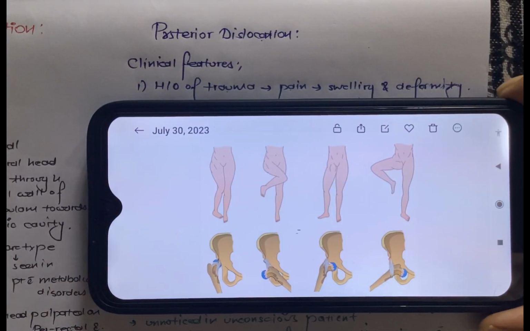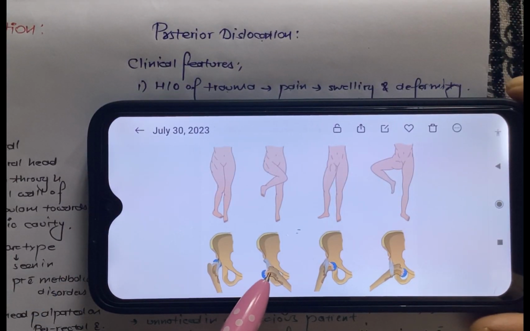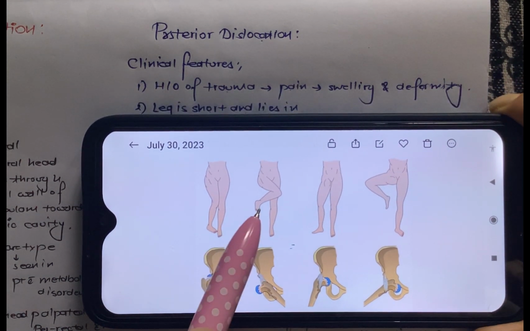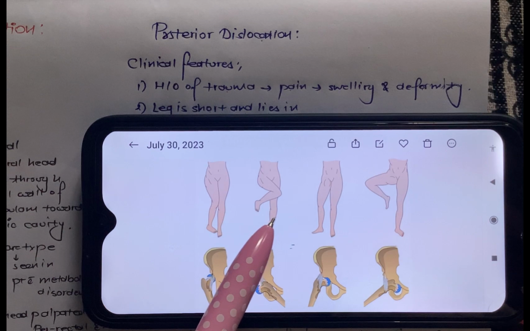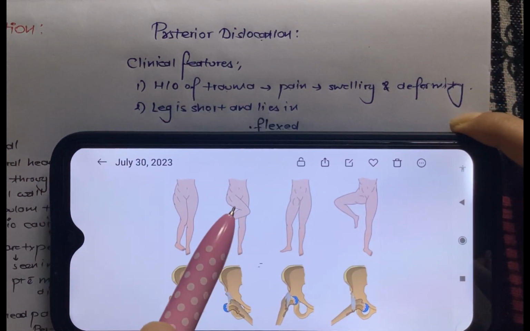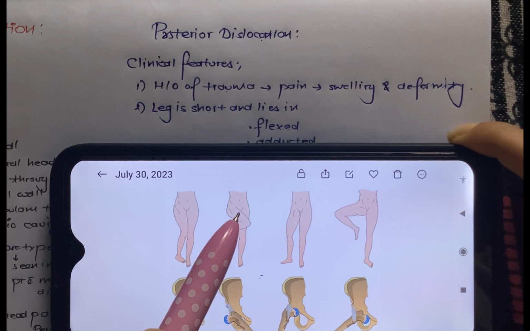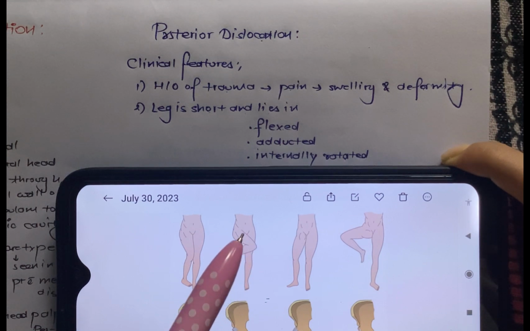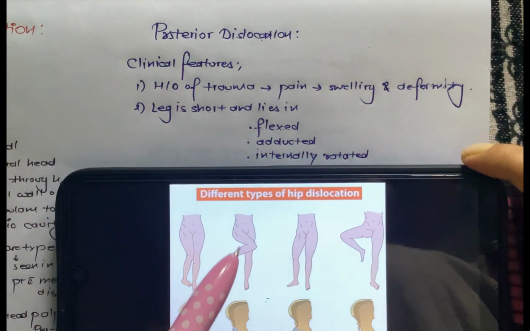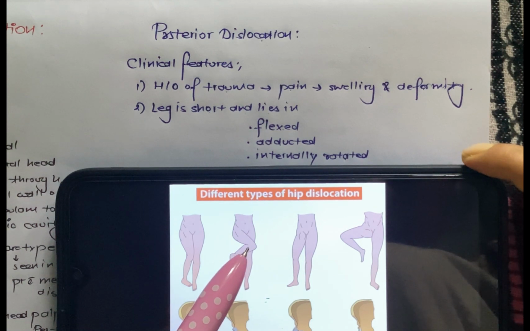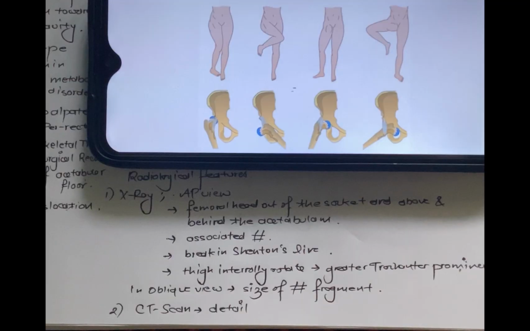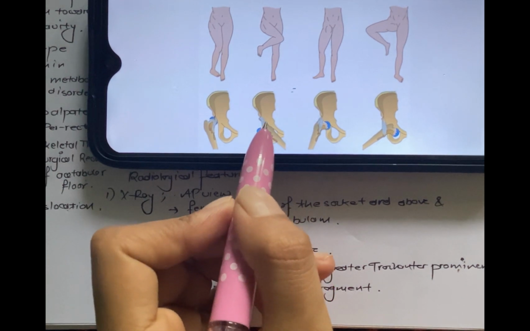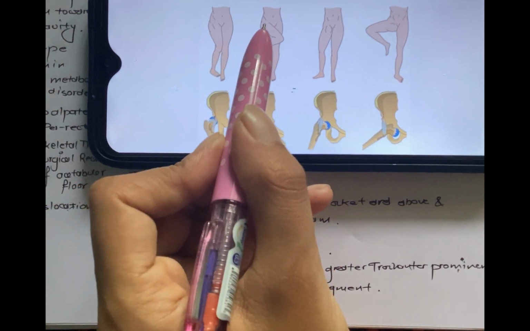As we have already discussed, in posterior dislocation of hip, the leg is short as compared to the other limb, and the leg lies in flexed, adducted and internally rotated position like this. Okay, internally rotated. The leg is short. It lies in flexed, adducted and internally rotated position. And in posterior dislocation of the hip, the head of the femur lies in the gluteal region due to dislocation.